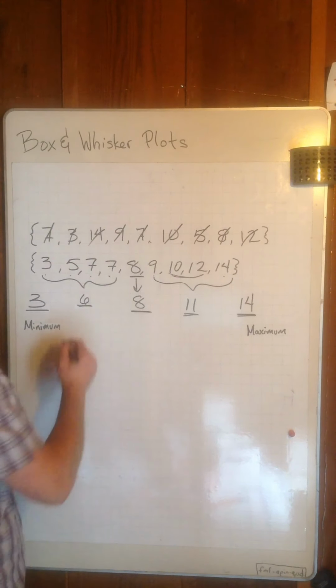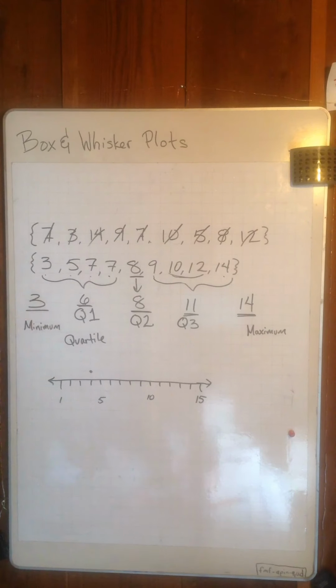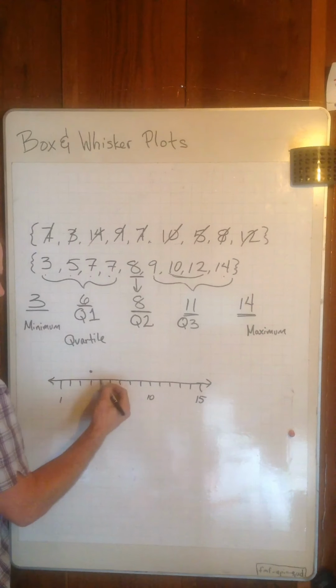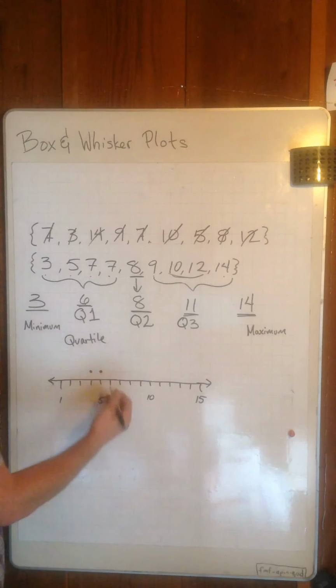Then I want to plot each of my points. Let's plot a point for number 3. That's going to be 1, 2, 3. So right here. And then let's plot a point for Q1, which is going to be 6. So 5, 6. We'll plot a point for Q2, which is going to be 8.